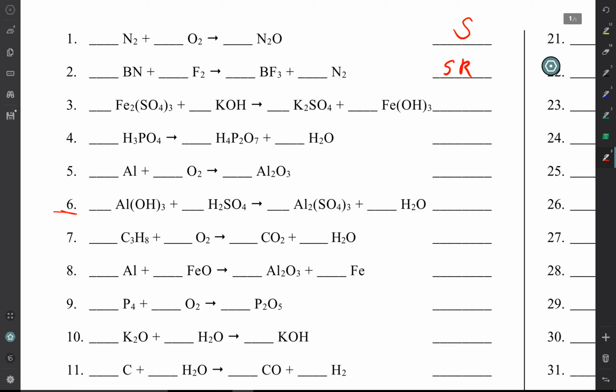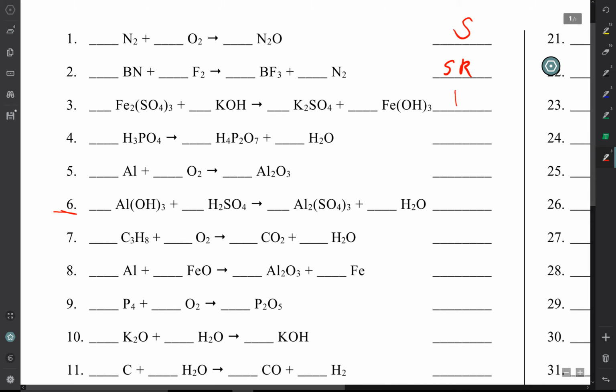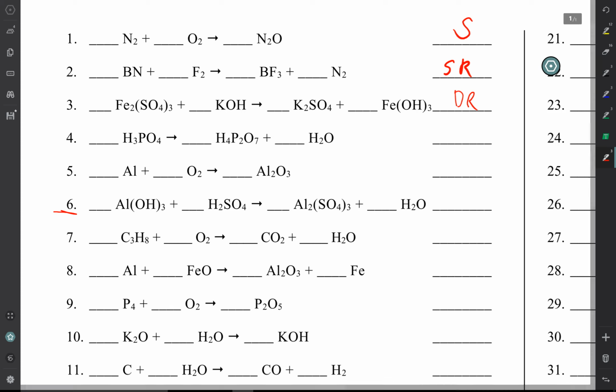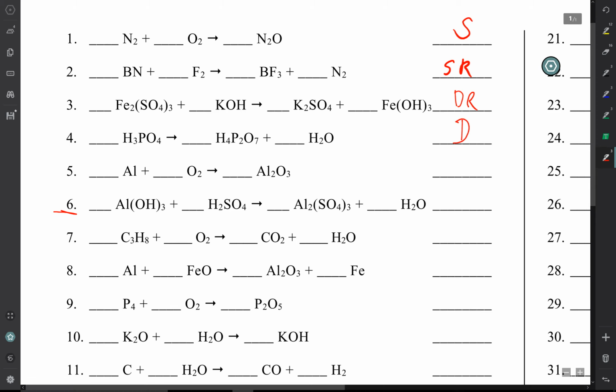If I look at the nature of the reactants and the products, I see that I've got compounds as both my reactants and my products. The only reaction that we talked about where you start off with 2 compounds and you create 2 new compounds is a double replacement. Question number 4, I see 1 reactant and I see multiple products. I'm probably going to try to classify this one as a decomposition reaction.